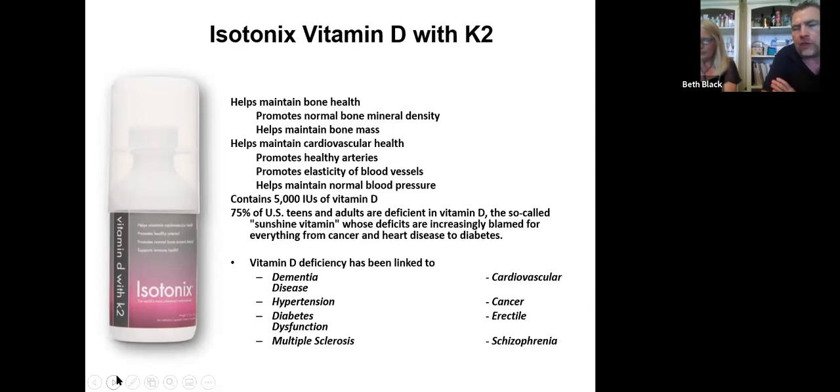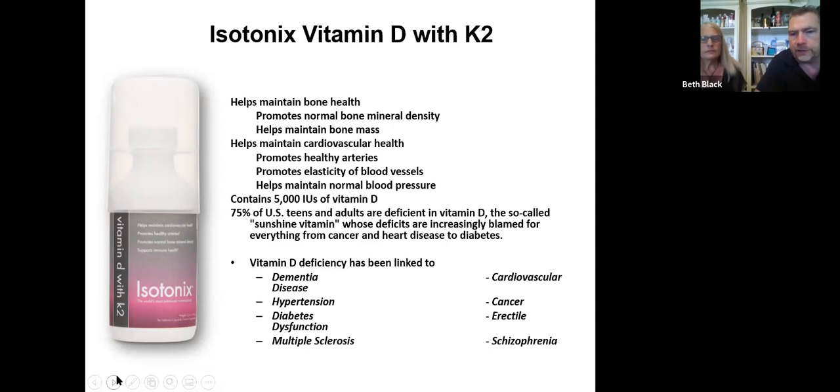Even in the South, think about it, it's the sunshine vitamin, even though it's not a vitamin. But even in the South, people lather themselves up with sunscreen and they're not absorbing what they need to get from the sun. And almost everybody, the statistic on the slide says 75% of US teens and adults are deficient in vitamin D.